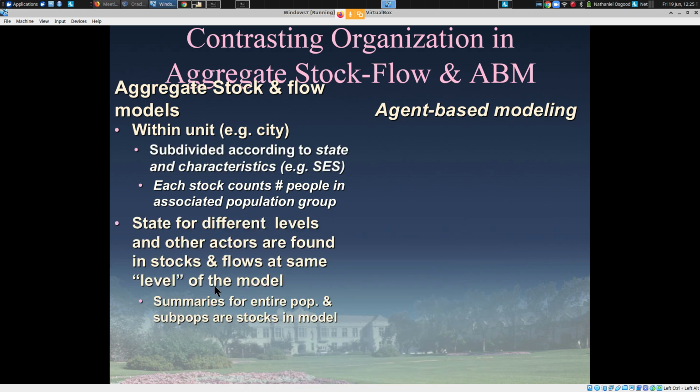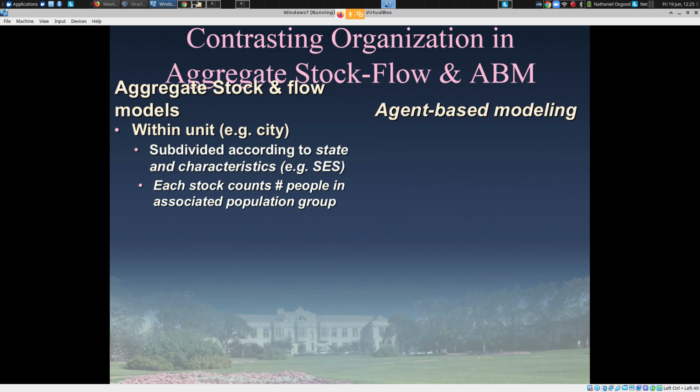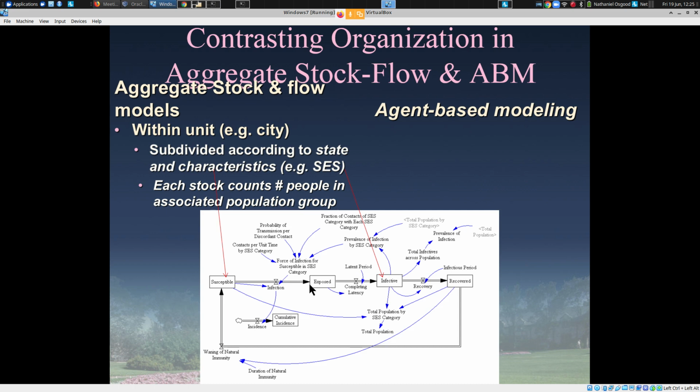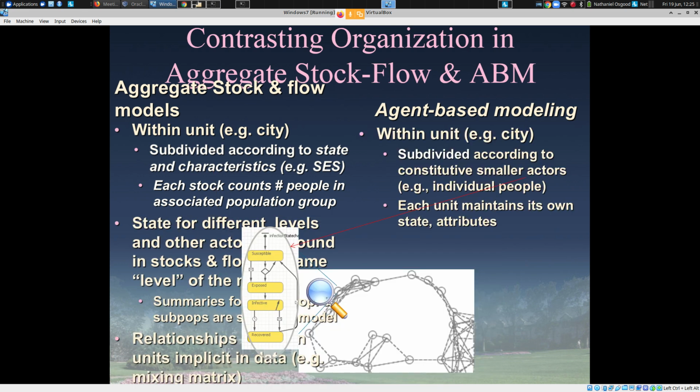For agent-based modeling, by contrast, each person is represented. We organize the model not around stocks and flows, but around people. And each person keeps within it its state and its characteristics. So instead of having those be the fundamental principles of the modeling by which we organize it, we have the model organized around agents who evolve according to their state and their properties as articulated in a structured way.